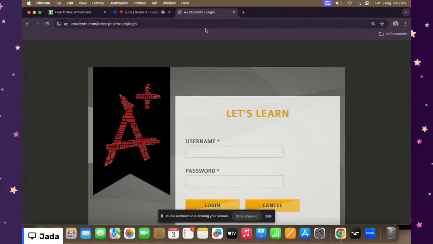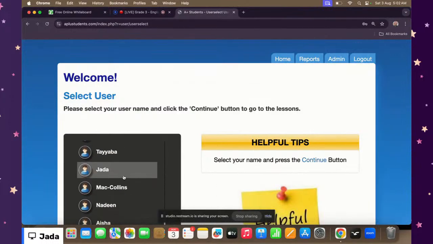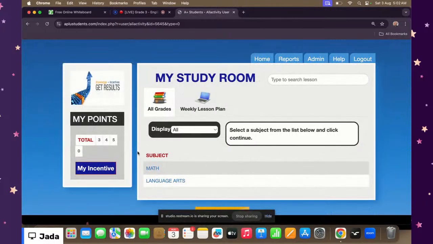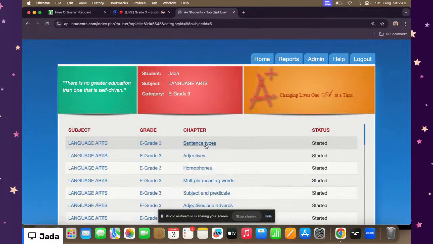So, first of all, you log in using aplusstudent.com. You input your password just this way. Then you log in, scroll onto here and select your name. So we go on to language arts and then grade 3. We're having the first lesson, sentence types, today. We'll start here, and please let me know if you have any questions.